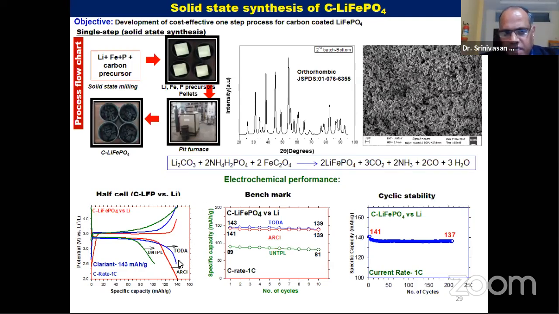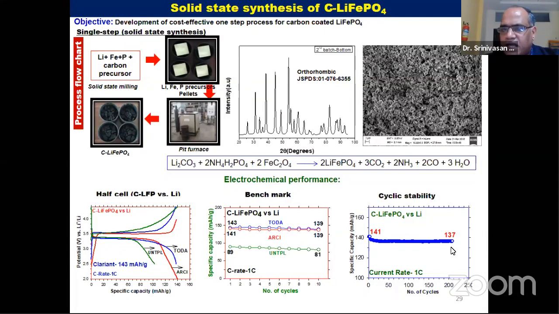For example, we tested in half cell mode, where lithium is used as the anode material and carbon-coated LiFePO4 as the cathode material. This is the typical charge discharge profile of a lithium ion battery. When you plot specific capacity versus potential, the ARCI material can store about 140 milliampere hour per gram, whereas the material from Toda, the Japanese company, can store about 143 milliampere hour per gram. The energy storage of our material is on par with Toda, and better than the LiFePO4 supplied by the UNTPL company.